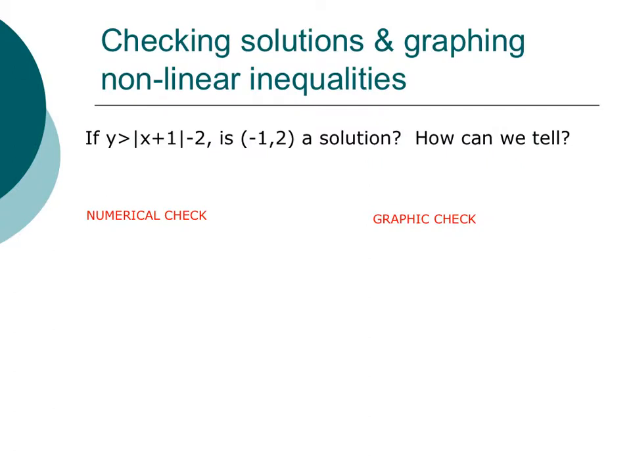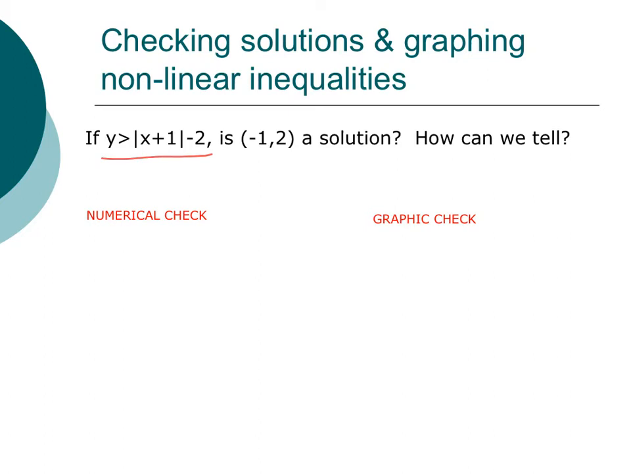Okay, so we want to first take an inequality. Here's an inequality statement right here. y is greater than the absolute value of x plus 1, minus 2. And I want to know if (-1, 2) is a solution, and how can we tell? Well, there's two ways we can do that. One is a numerical check and then one is a graphic check.